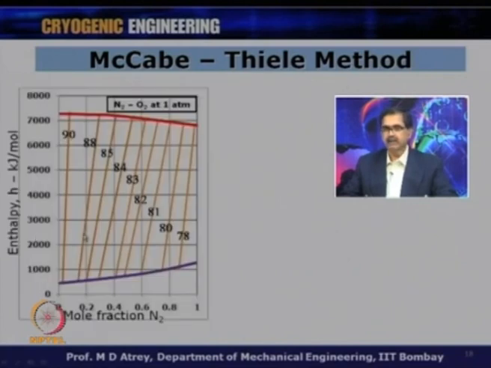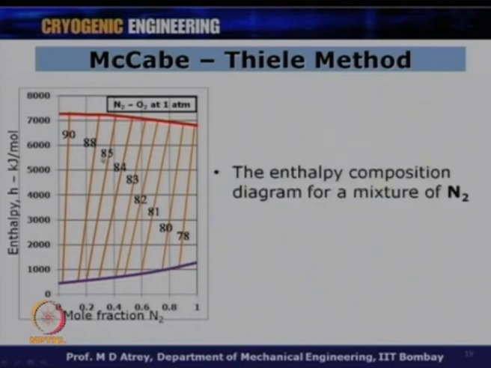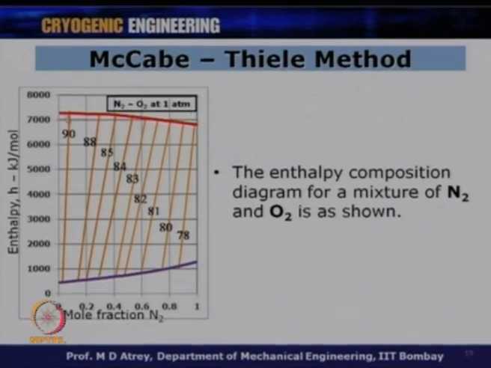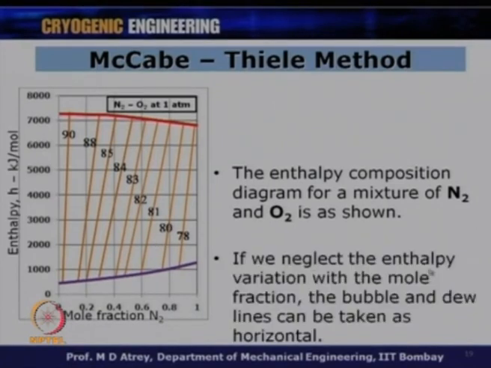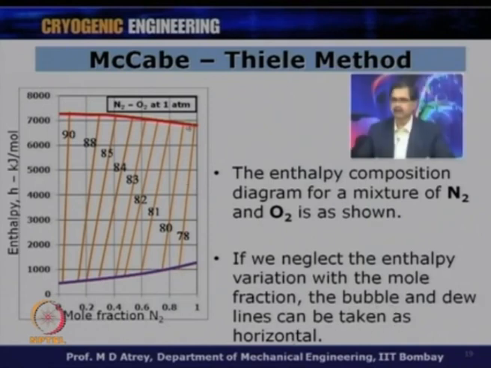Now, let us see the enthalpy terms. You know the enthalpy composition diagram, the enthalpy and mole fraction diagram, is shown like this. The enthalpy composition diagram for a mixture of nitrogen and oxygen, let us say at 1 atmosphere, is shown over here. So, this is vapor and this is liquid, and there are different temperatures. Knowing that, we know the change of phase is not at constant temperature. If we neglect enthalpy variation with the mole fraction, the bubble and dew lines can be taken as horizontal. These are the bubble and the dew line.